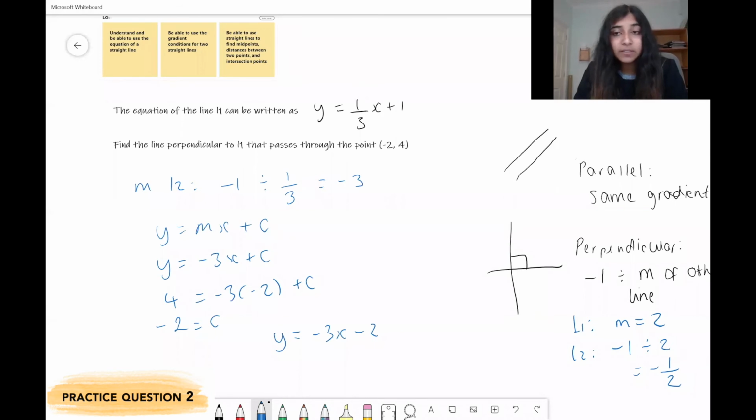They also haven't specified which form they actually want it in, so you could just leave it like this. But if they do specify, then just change it into the form using what we just did previously.